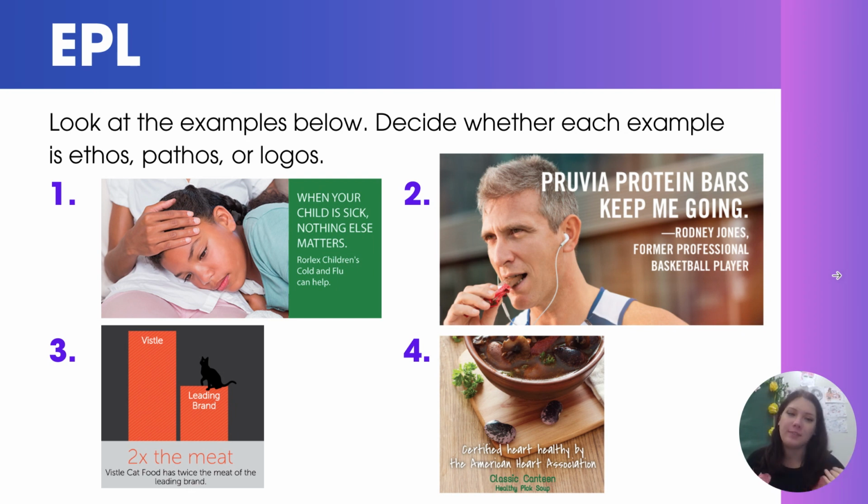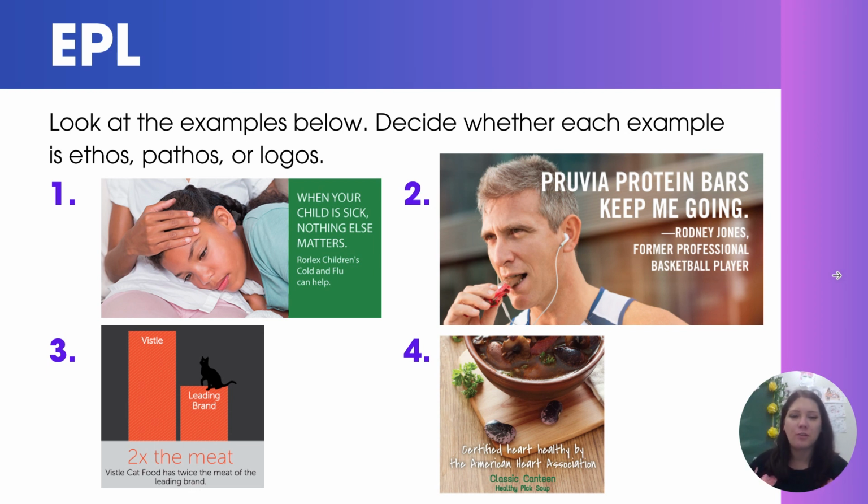Number 2, definitely ethos. We're using a celebrity or an athlete or a well-known person to promote a brand or promote a product. And here, they're using Rodney Jones to promote their protein bars. Number 3, if it's not obvious from the bar graph on there, I know it doesn't look super credible or resourceful, but it is technically logos. It's got facts and figures. It's got a bar graph. It says 2 times the meat of the leading brand. It's facts, it's figures, it's logic, it's reason, it's logos.